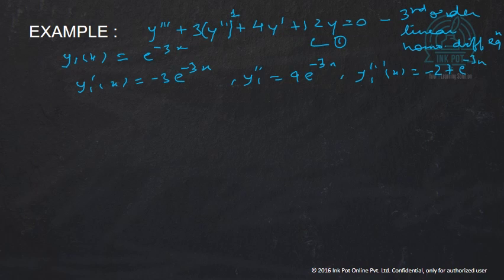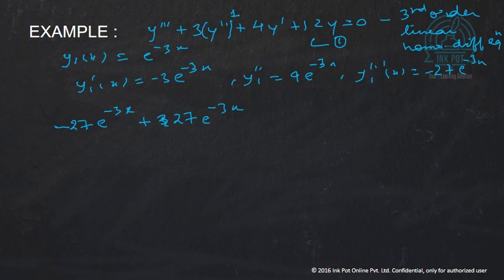लेट अस सब्स्टिट्यूट y1''', y1'' and y1'. तो हमें क्या मिलेगा, -27e^(-3x) प्लस 3 टाइम्स y''. So y'' is 9, 9 3s are 27, so we directly write 27e^(-3x) plus 4y'.